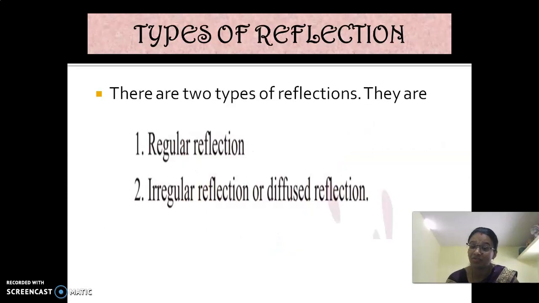So what are the types of reflection we have? Regular reflection and then irregular reflection or diffused reflection. Regular reflection occurs on a smooth surface. Here the incident rays and the reflected rays are parallel to each other. Whereas in the case of irregular reflection, the rays will be reflected in no order. There will be no parallel lines. They will be emitted here and there. So this irregular reflection does not follow the law of reflection. Clear, children?